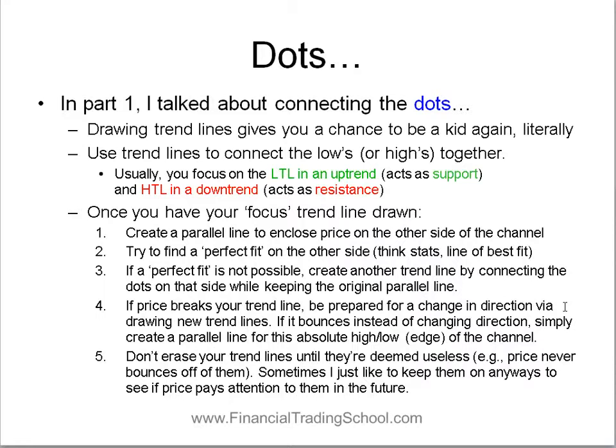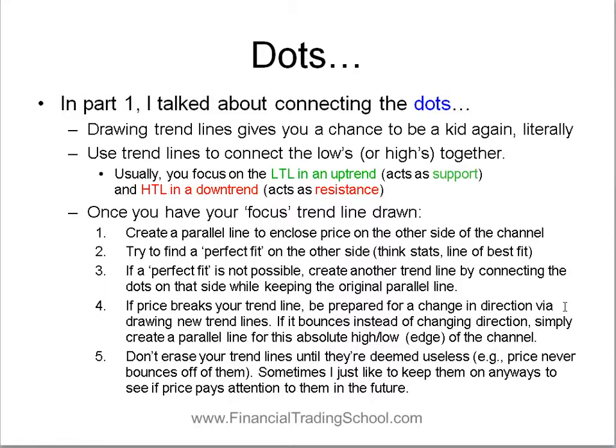So usually you focus on the lower trend line in an uptrend, which acts as support, and you focus on the higher trend line in a downtrend, which acts as resistance. Once you have your focused trend lines drawn, you create a parallel line to enclose the price on the other side of the channel. And basically what you're trying to do when you do this is you're trying to find the perfect fit on the other side. So think back to stats, the line of best fit. So you're trying to find a line where most of the points are on the line, so the most touches as possible. If a perfect fit is not possible, you create another trend line connecting the dots on that same side while keeping the original parallel line.